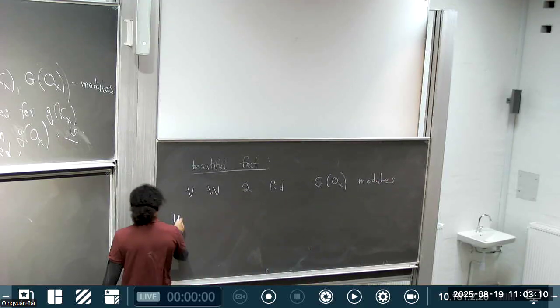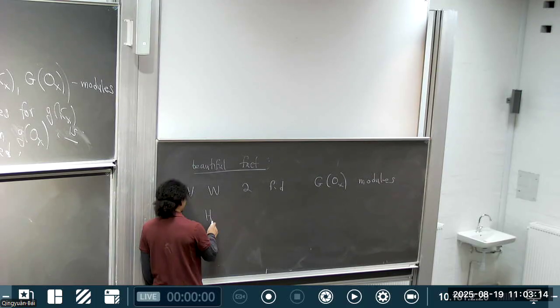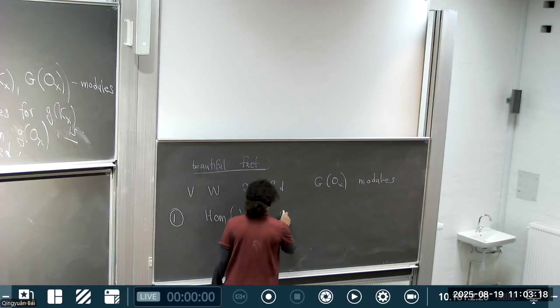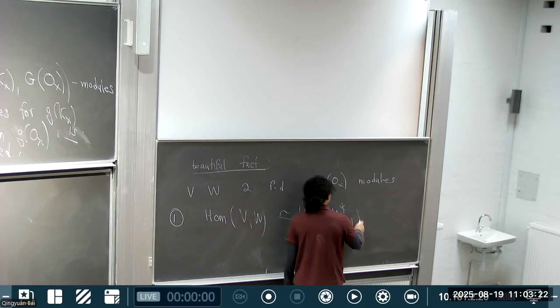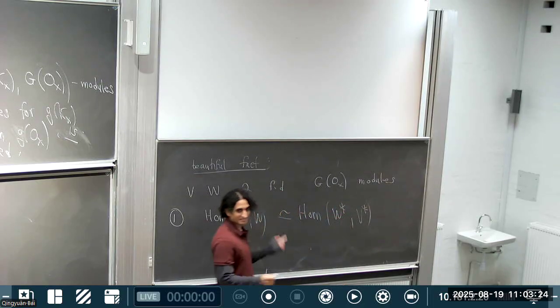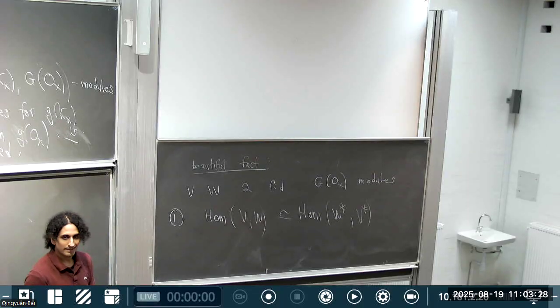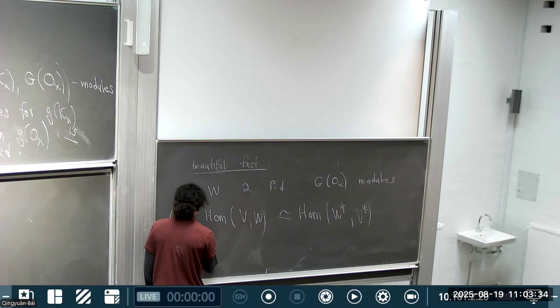So the first statement will not be very surprising. The Hom from V to W is the same as Hom from W to V. Or sorry, it's Hom from W to W. You just take the dual representation. Okay. Now let me say something which will seem weirder. The beautiful thing is that this is still true for the induction.